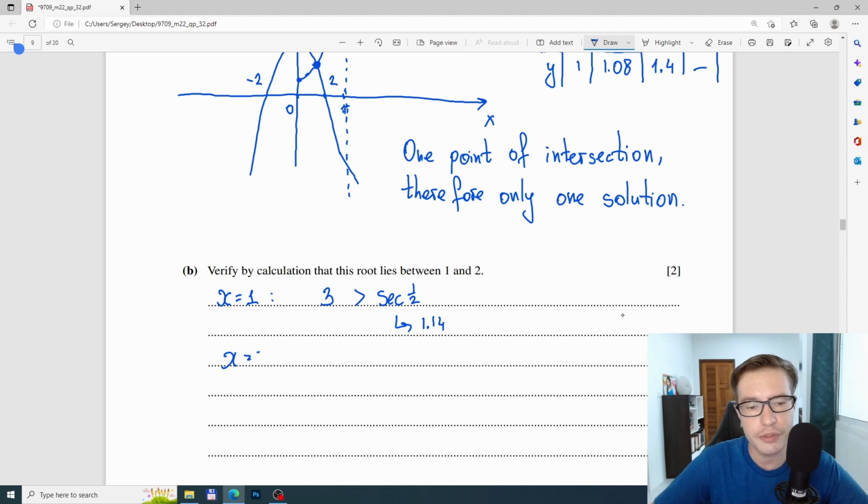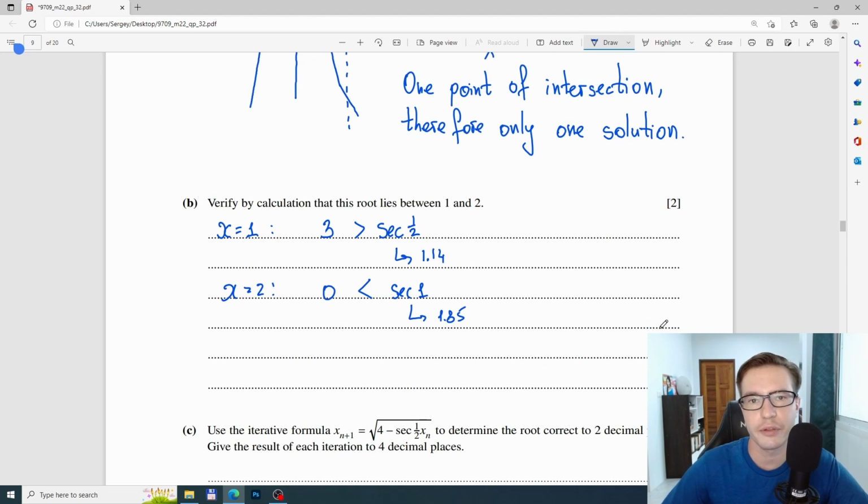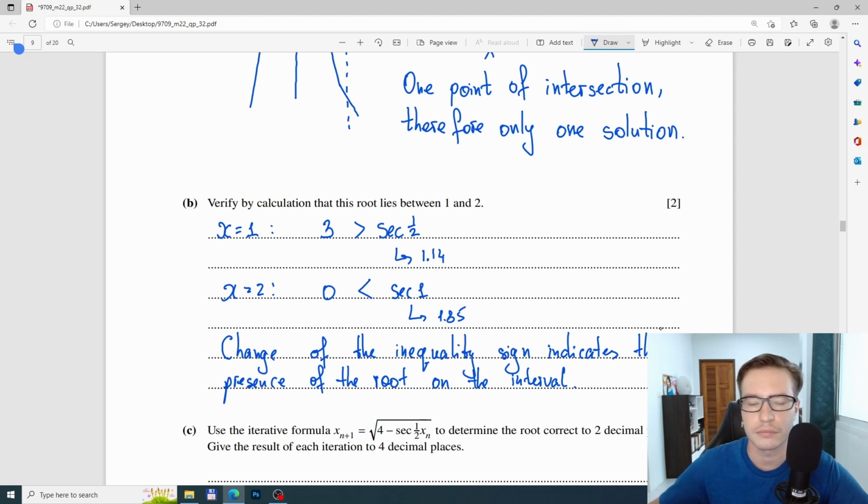Now, when I substitute x equals to 2, I get 0 on the left side and secant 1 on the right side, which is approximately equal to 1.85, and this time 0 is smaller than 1.85. So now here's the logic. If x equals to 1, then the left side of the equation is bigger than the right side. If x equals to 2, then the left side is smaller than the right side. So that means that somewhere between 1 and 2, the left side should be equal to the right side. And we can write it as the conclusion. The change of the inequality sign indicates the presence of the root on the interval.